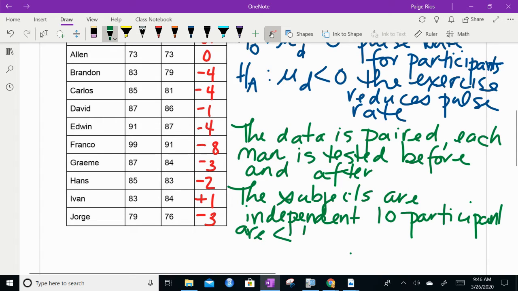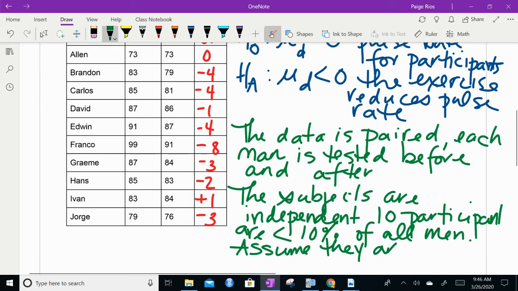Are less than 10% of all men. And we're going to have to say we assume they are representative.